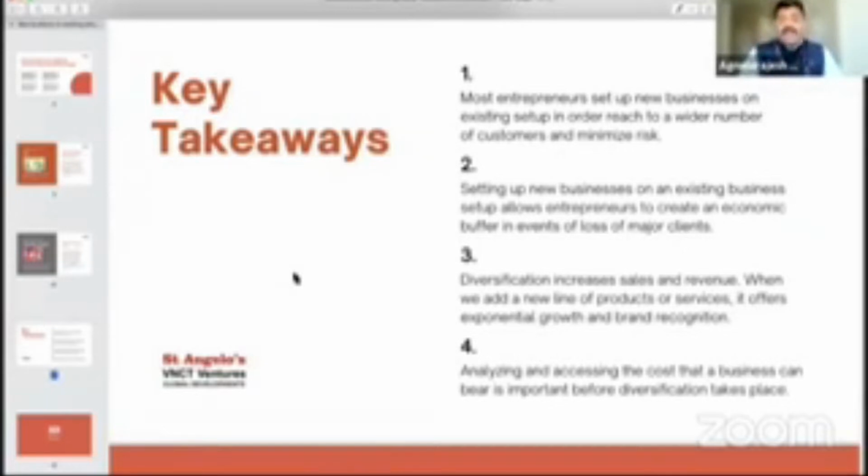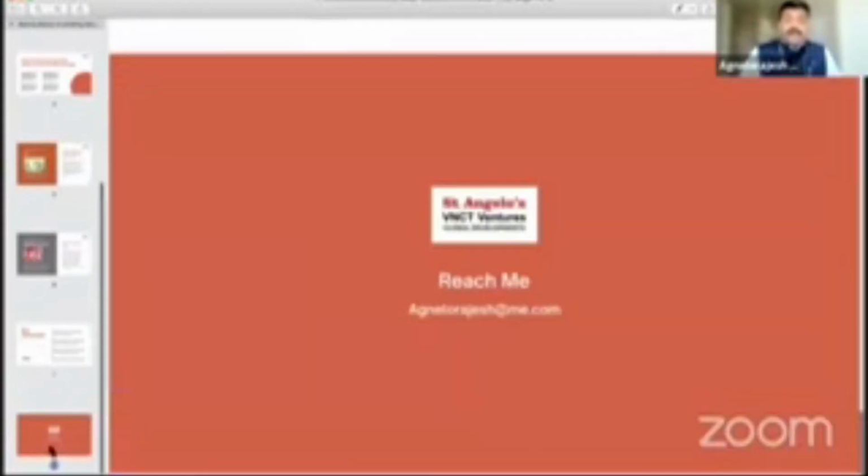Point number four, analyzing and assessing the cost that a business can bear is important before diversification takes place. So you need to identify your target audience much before you get started on the business model. You need to understand the gestation period. You need to understand the pros and cons of the new actions and activities that you undertake, because you're going to leverage your existing office setup, your factory setup, your distribution network, or your manpower and team power. So before you do that, you need to do your logical calculations and arrive at the right conclusions.